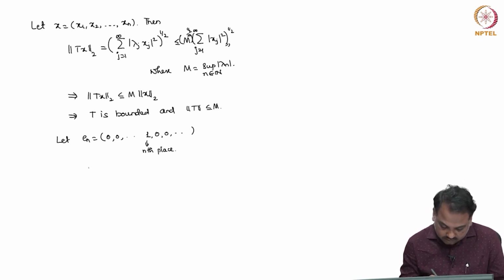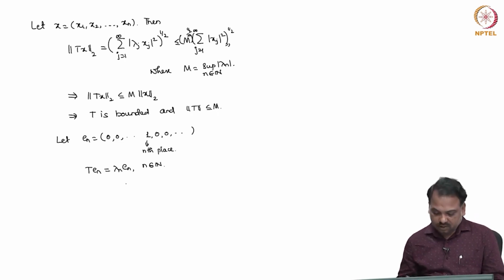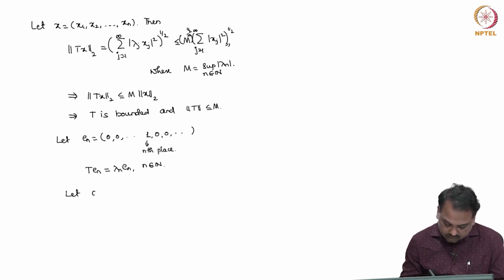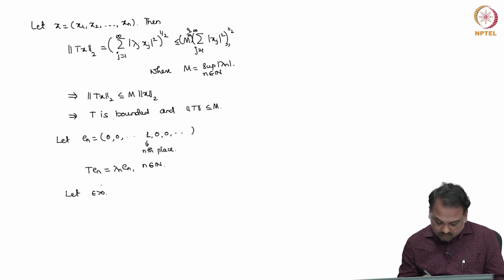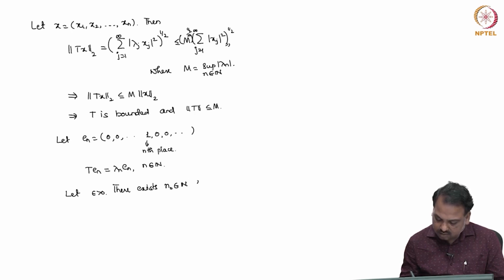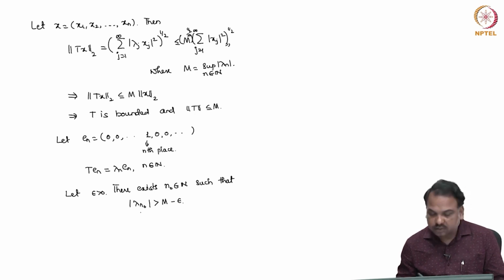Now if you look at T of En, it is exactly lambda n En for every n. Now let us start with some epsilon positive. Now m is the supremum of mod lambda n. So for this epsilon there exists some n naught in N such that mod lambda n naught is bigger than m minus epsilon, by the definition of the supremum.